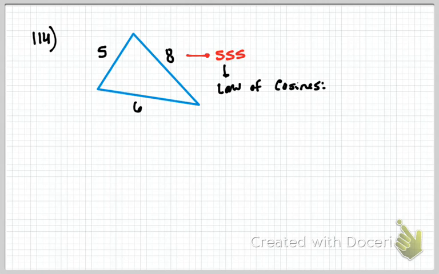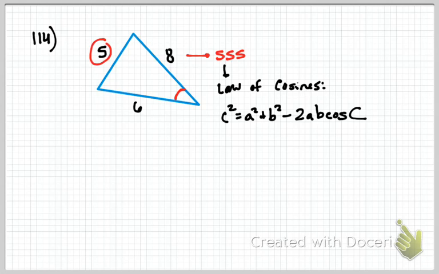So law of cosines is going to look like this. c squared equals a squared plus b squared. There's your Pythagorean theorem. Minus 2ab cosine of c. Alright, now remember, it's all about opposites. So I'm just going to start here with the 5. I'm going to go across from it. These are going to be my c's. Alright, so this is where I'm going to start.